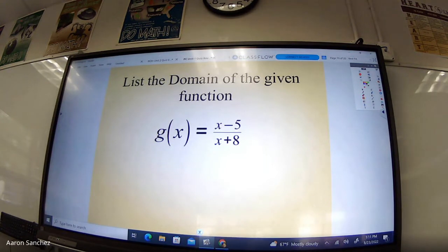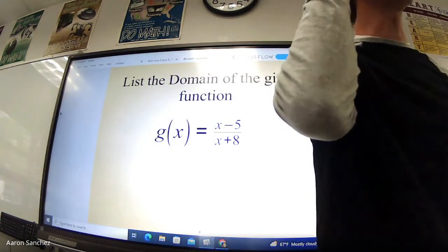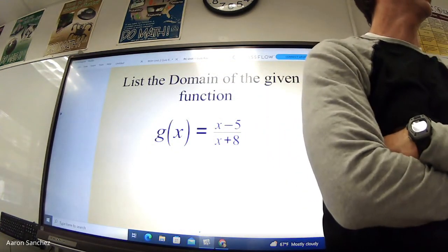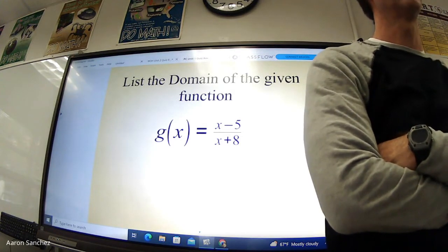Can you divide by 0? Okay, that's part of your answer. Or anything. Something like that. Okay, 5 seconds. 4, 3, 2, 1. Everyone look up here. Does anyone have an answer they would like to share? Or does anyone come up with a solution? What is the domain of this function?